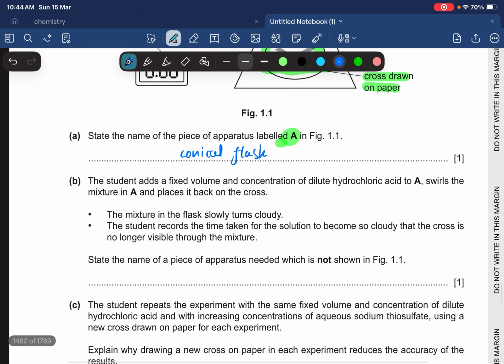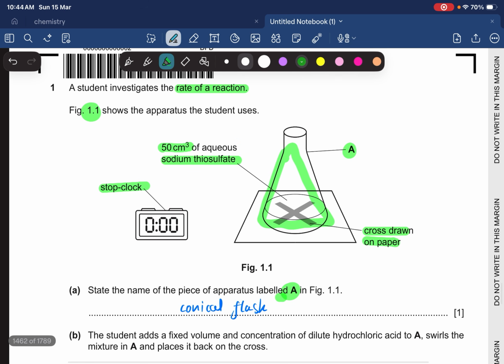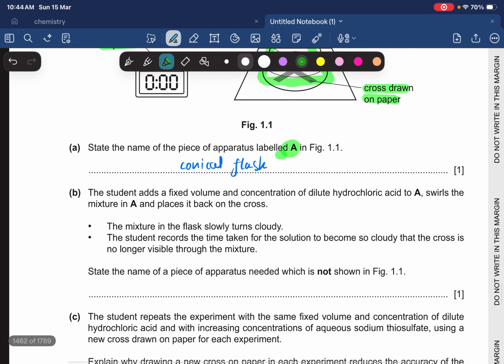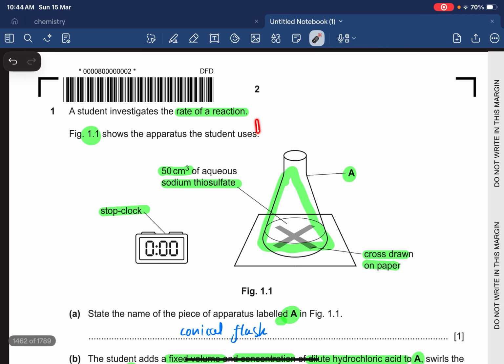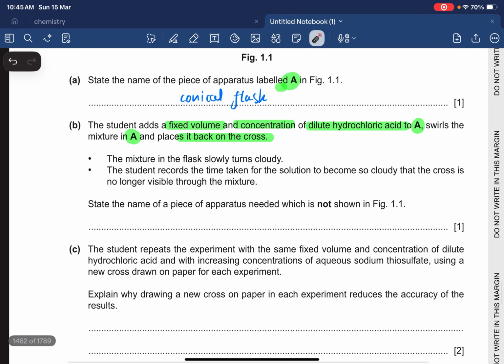The student adds a fixed volume and concentration of dilute hydrochloric acid. The reaction has not started yet; you just have 50 cm cubed of sodium thiosulfate. The student adds the dilute hydrochloric acid to A and swirls the mixture in A and places it back on the cross. He pours the HCl in here, and once he's poured the HCl, the reaction begins. So now the student starts the stop clock because the reaction has started.